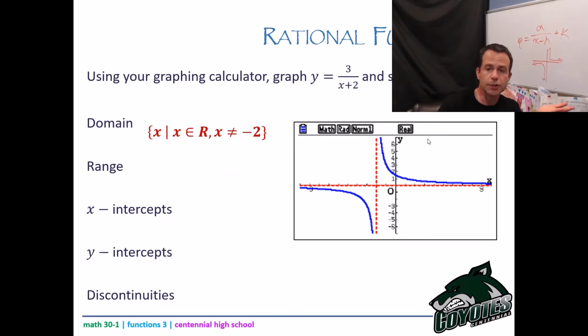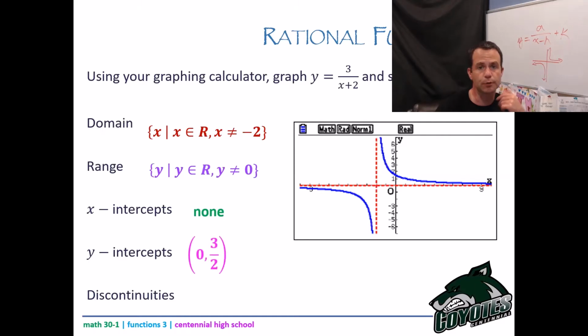Okay, the range is going to be real but can't be 0. So all the values of y such that y is a member of the reals, but y can't be 0. The x-intercept for this guy, there isn't one because there's a horizontal asymptote at y equals 0. Okay. For the y-intercept, that would be at (0, 3/2). Now, all I did there, algebraically, if I want the y-intercept, the value of x is 0. So I just plug 0 in for x, and I get out y equals 3/2.